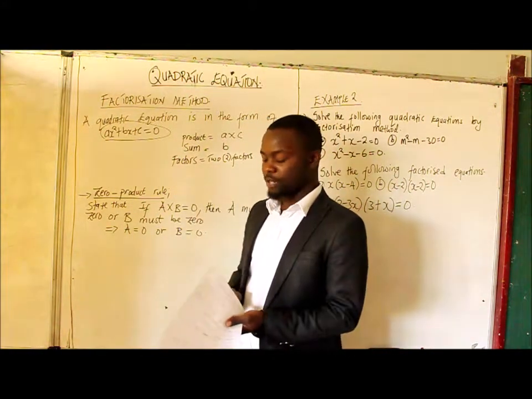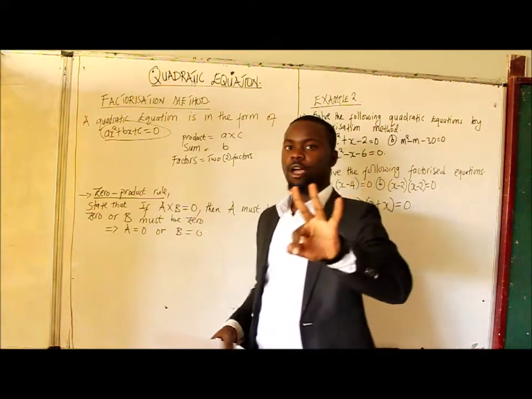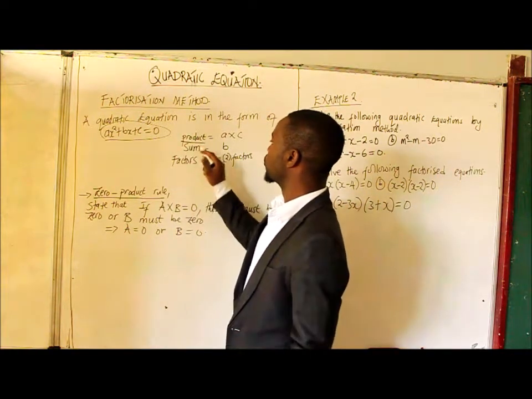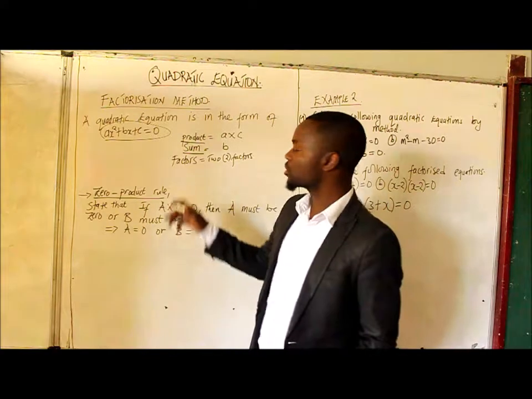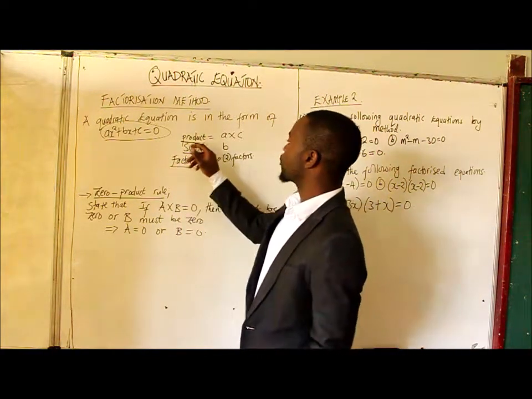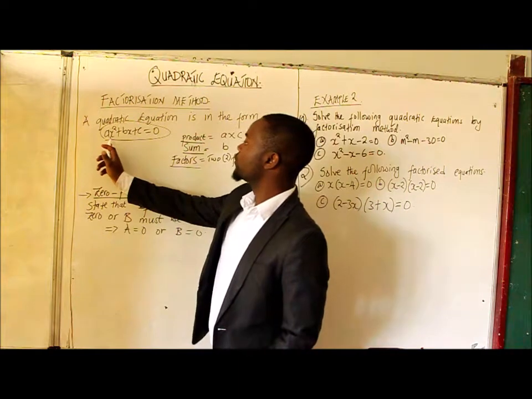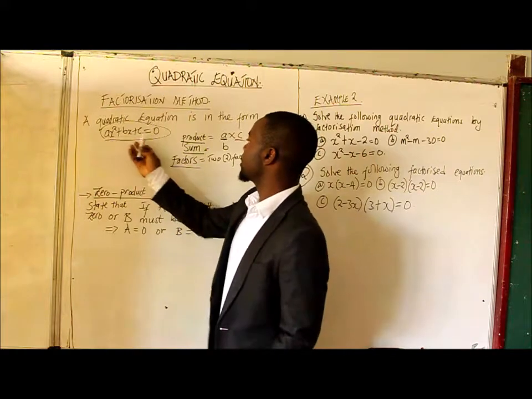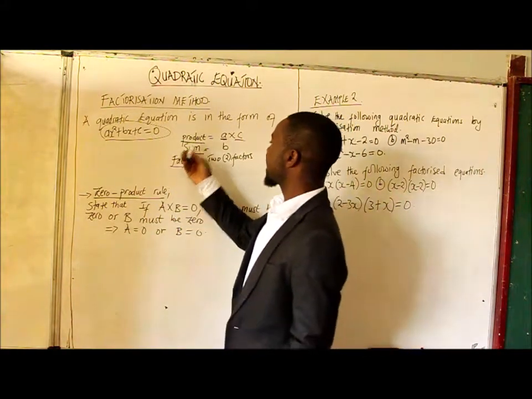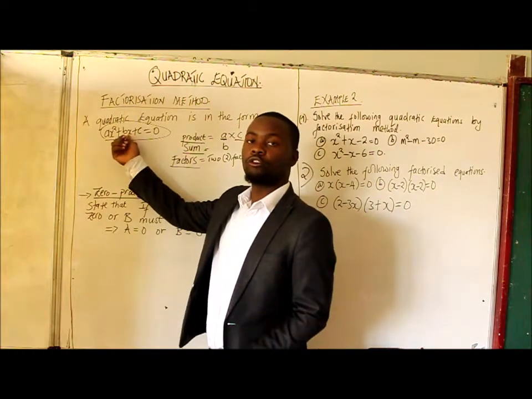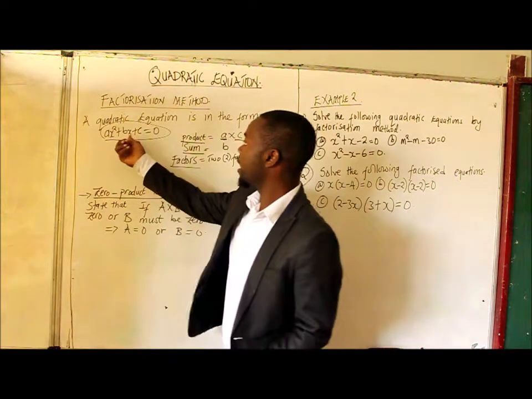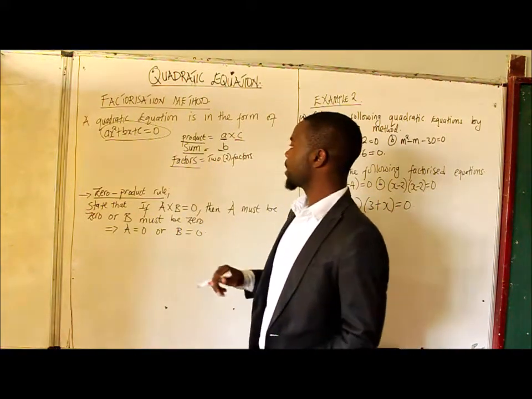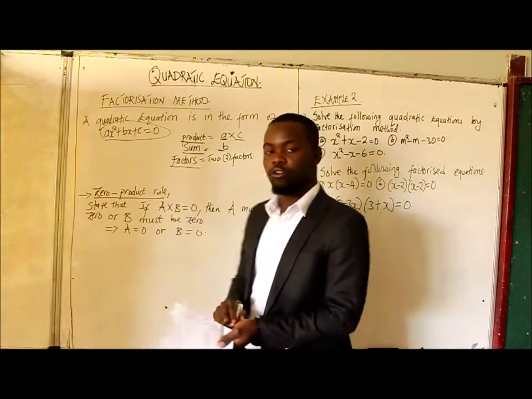Now, when using the factorization method, we must look for three things. One, the product. Two, the sum. And three, the factors. A product is obtained when we multiply the coefficient of x squared, which is a, and c. So a times c is your product. The sum is just the coefficient of x, which is b.